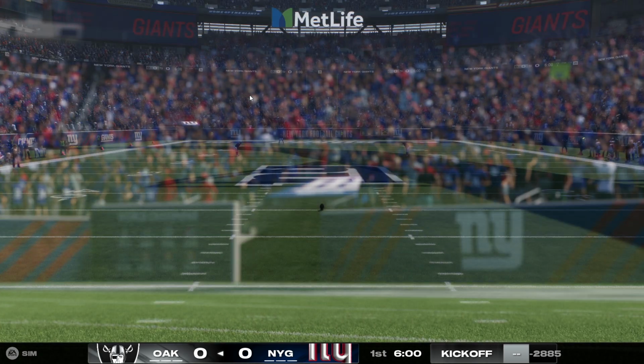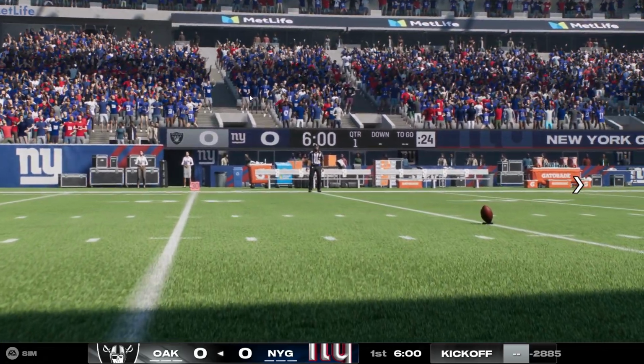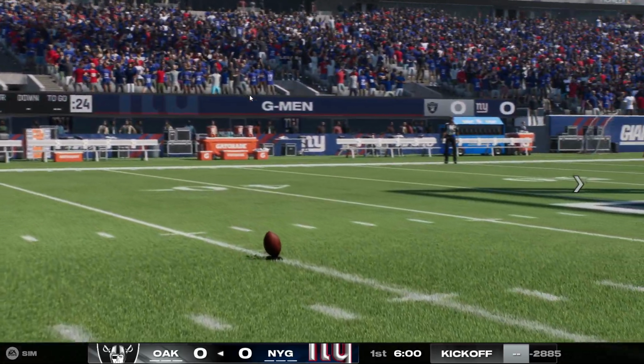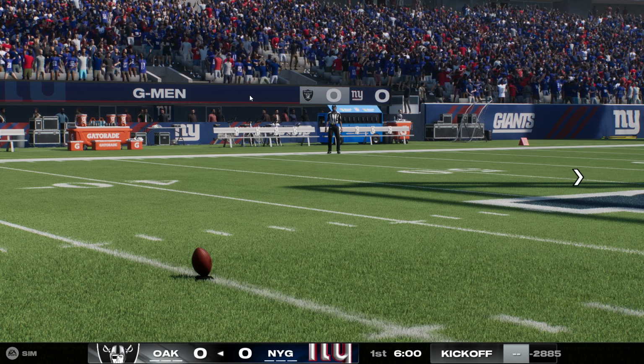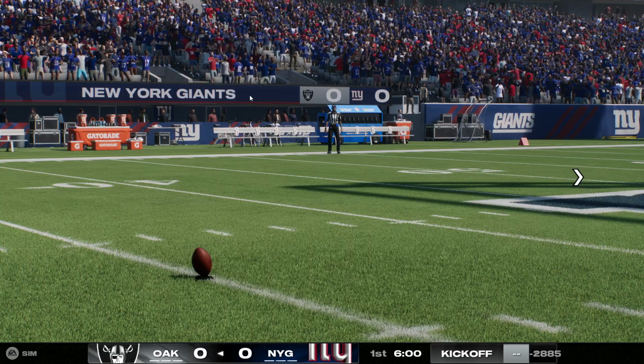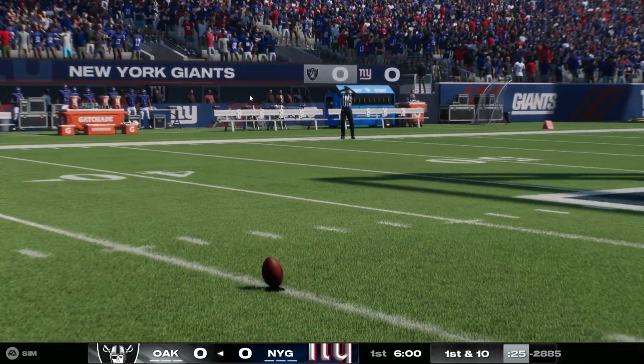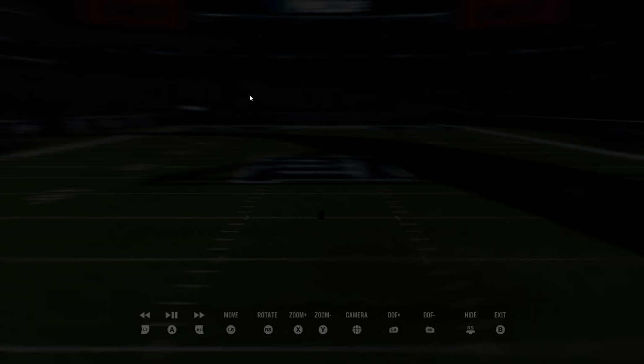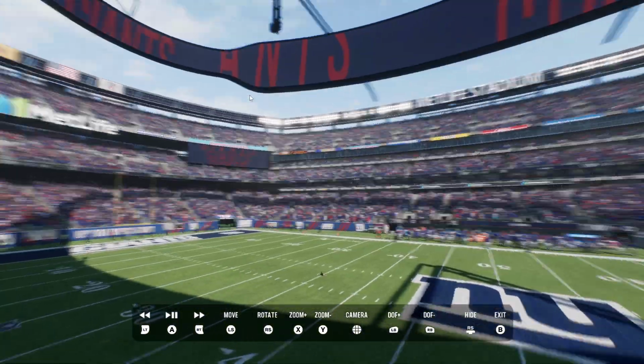You already should have known. I was going to add this Jumbotron to MetLife Stadium. Guys, today we added the SoFi Jumbotron to MetLife Stadium in Madden 25.